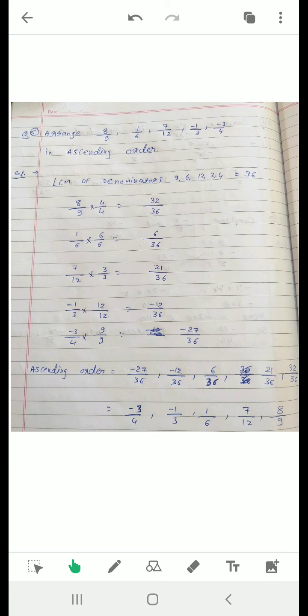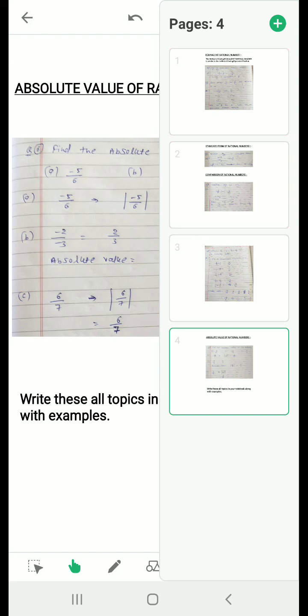It is exactly similar to that of fractions. First find the LCM of the denominators, then make all the denominators equal to the LCM, and then make the ascending order.